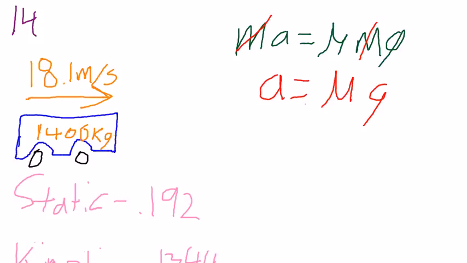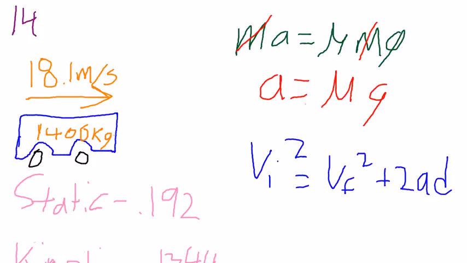For this, you're going to be using the static coefficient because you're finding the shortest stopping distance. And in the problem it gives you the gravity. It has an acceleration of negative 9.8 as usual, and so you can use that to figure out your acceleration. Once you find out your acceleration, you can plug it into the vi squared equals vf squared plus 2ad equation, and that way you can find your distance.